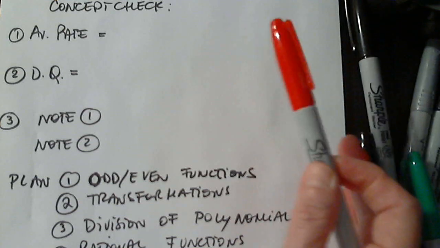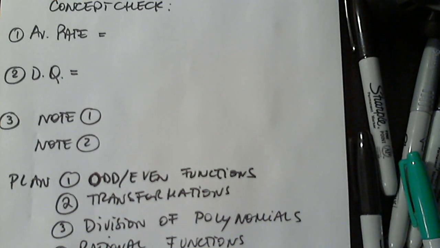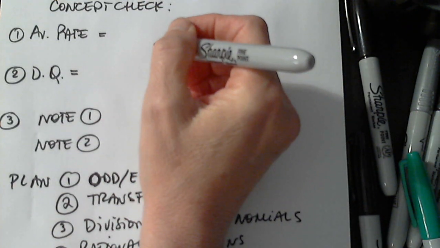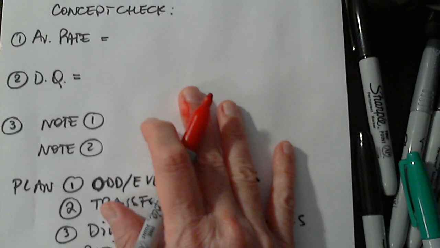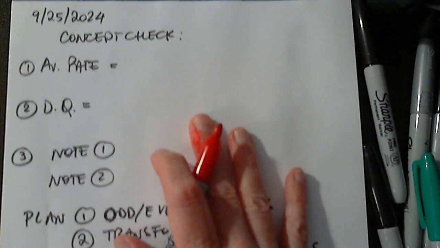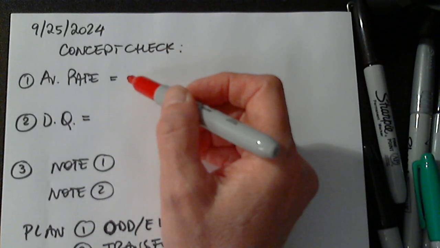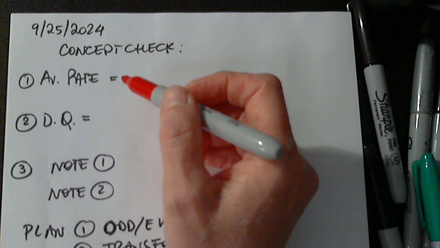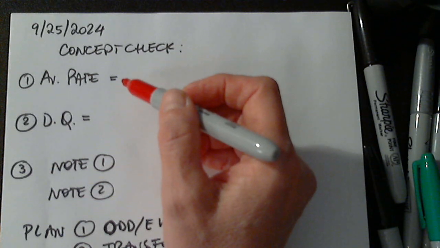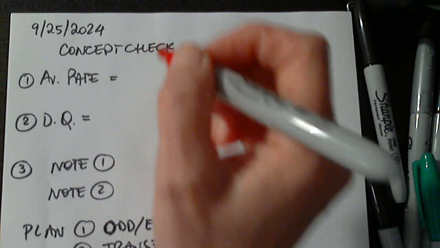The average rate of change of a function between 2 points, can anyone dictate it? Please, anyone? The average rate of change of a function between 2 points. Is that the equation for m?